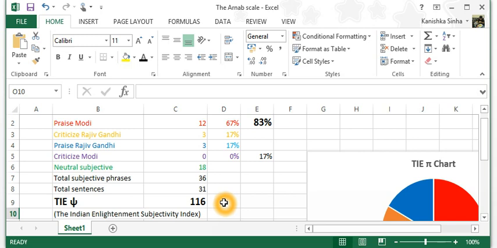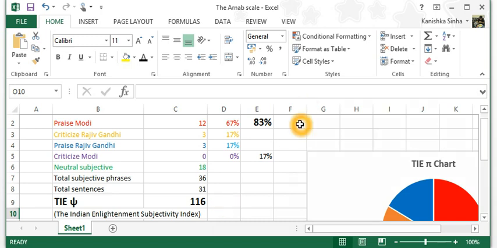If it was "the pretty cat sat on the mat", that "pretty" is a subjective statement, so that's 1 subjective phrase divided by 1 sentence, that would be a TIE Psi score of 100. And if it was "the pretty cat sat on the ugly mat", it would be 2 subjective phrases divided by 1 sentence, so the TIE Psi score of 200. A completely objective but boring report probably would be TIE Psi score of 0, and a very highly subjective score would have a very high TIE Psi score.